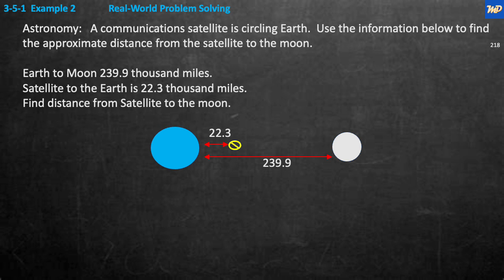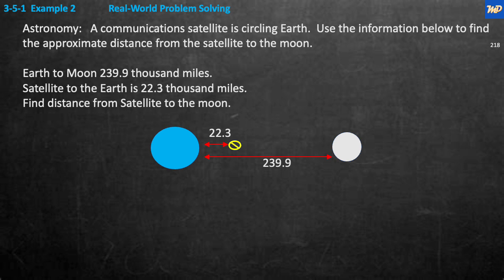Okay, astronomy. The communication satellite is circling the Earth. Use this information below to find the approximate distance from the satellite to the moon. Okay, so the Earth to the moon is 239.9 thousand miles. The satellite to the Earth is 22.3 thousand miles. Find the distance from the satellite to the moon. Well, I think what we're going to do is we're going to find out that the total distance is 239.